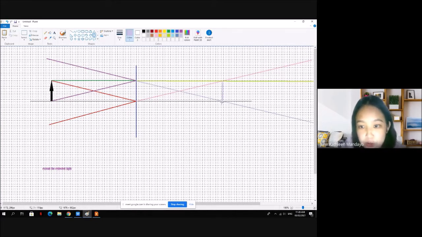So, let us draw. Teka lang, gamitan ko ng ibang kulay. Say, I would like to use blue naman. So, nandito yung tuktok niya. Adjust ko pa.